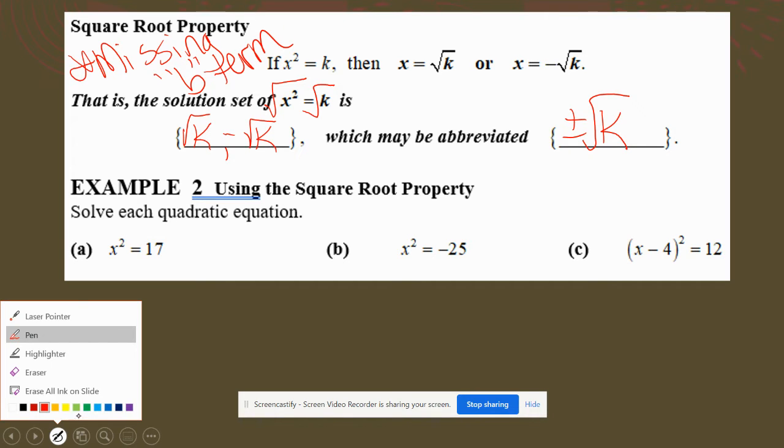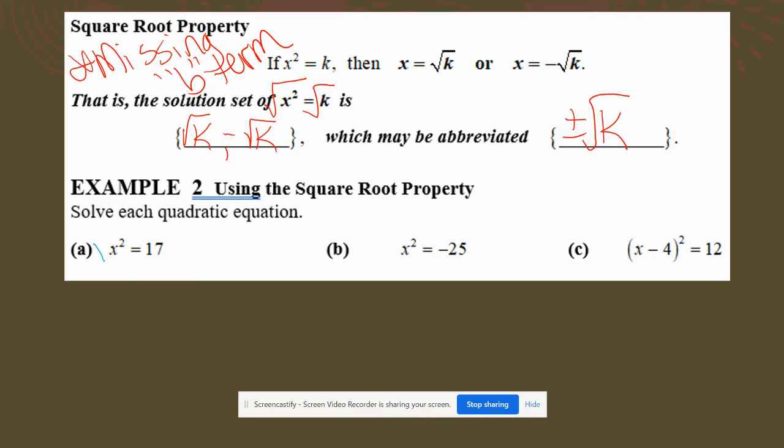So looking at these examples, if I start with example A here, I take the square root of both sides, and we have x is equal to plus or minus. 17 is a prime number, so I can't simplify it. It's just the square root of 17.